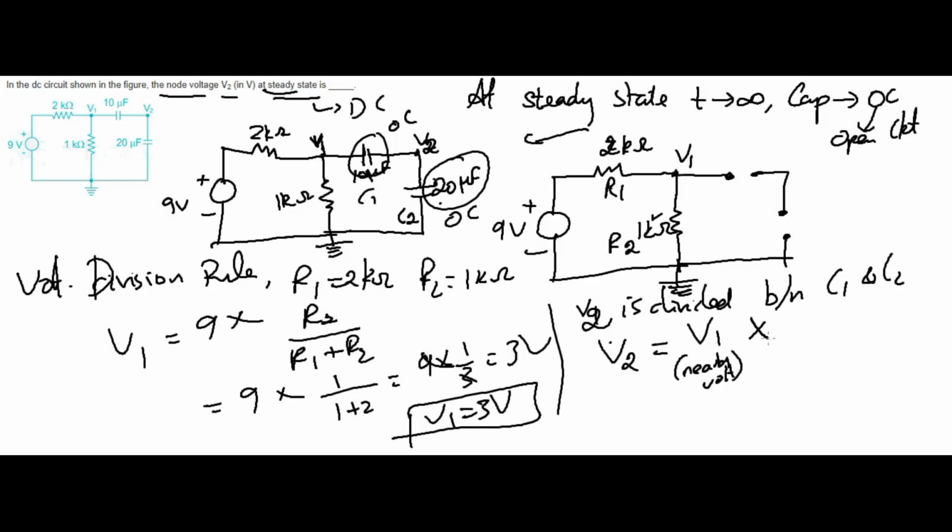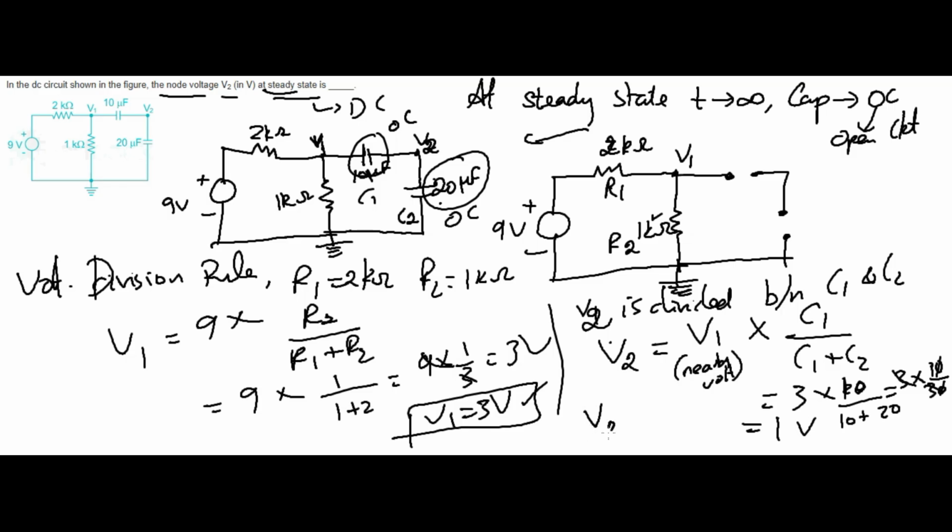V1 into the capacitor in between the nearby voltage and the voltage we have to find, that is C1, then divided by the sum of the two capacitors, C1 plus C2. V1 is 3, so 3 into C1. Sorry, C1 is 10 here, so 10 divided by 10 plus 20. That is equal to 3 into 10 by 30. One cancels, one cancels. It is equal to 1 volt. So V2 is equal to 1 volt. The answer is 1 volt.